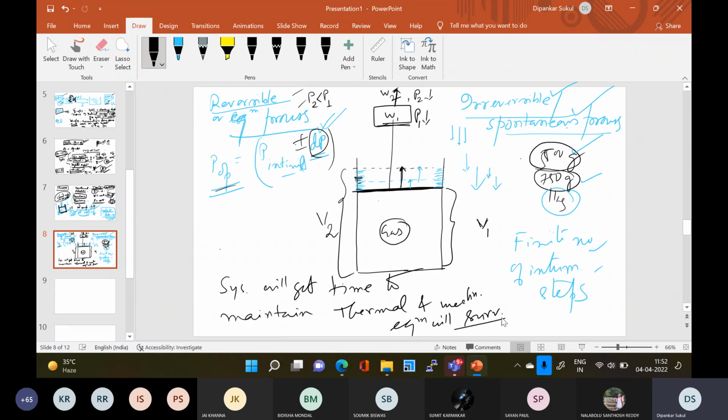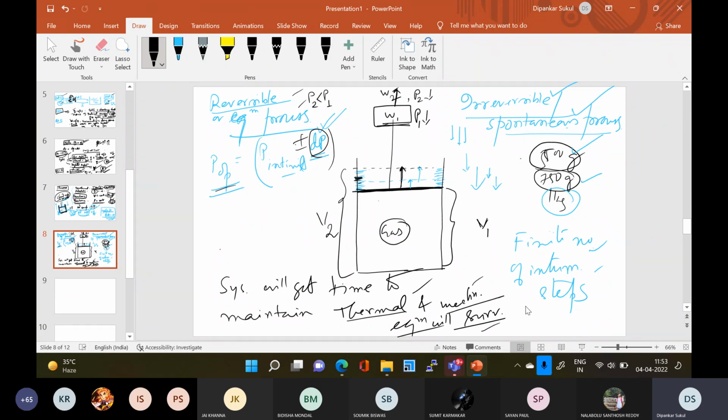What does it mean? That means during each intermediate step, the temperature of your system and the temperature of your surrounding become equal: thermal equilibrium. Mechanical equilibrium means the pressure inside the system and the opposing pressure will be the same. The system will get sufficient time to maintain thermal and mechanical equilibrium with the surrounding.